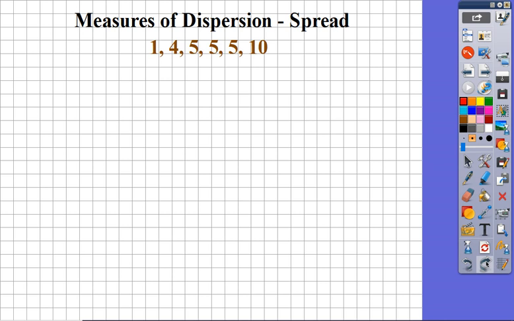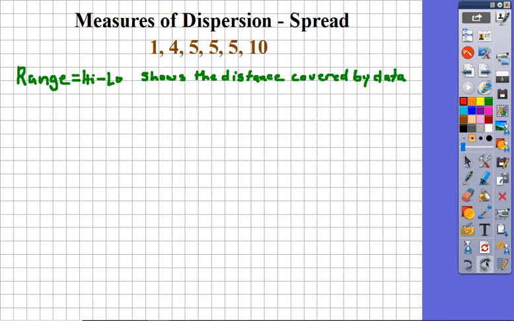So the first one that we're going to talk about, I'm pretty sure you've seen this before, that's the range. And you'll probably remember that the range is taking the highest value of your data set and subtracting the lowest value of your data set. What this does is it shows us the distance covered by the data. Okay? So it just gives us that distance covered by the data, how far the data is spread out from the largest to the smallest.